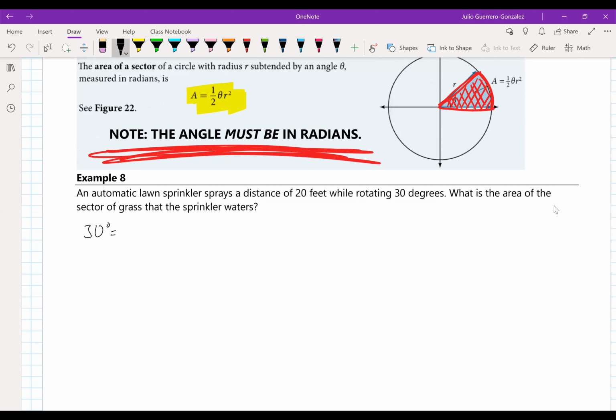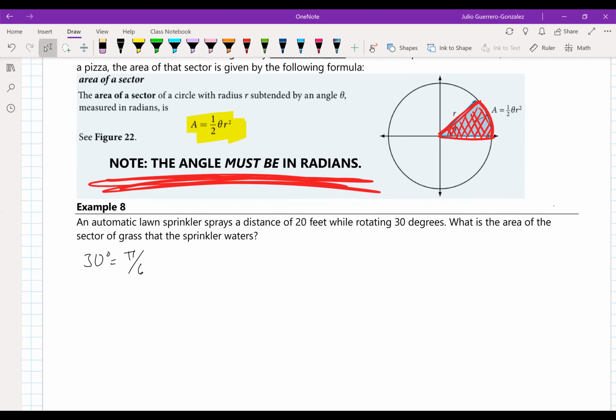So the 30 degrees, right? We know that that's pi over 6 because we've already converted it from above. So all we've got to do now is 1/2 times theta, so pi over 6, and then times r squared, with our r being, which one is r? The 20 feet? 20 feet, yep.